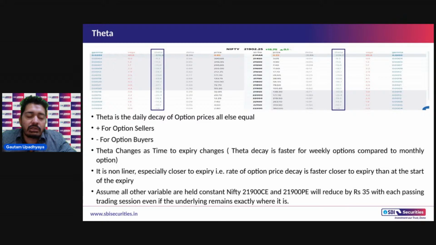It is either the market closes above 22,000 at the time of expiry, or it does not close above 22,000 at the time of expiry. So that's the basic understanding of theta. Theta is basically a friend of an option seller, and it is an enemy of an option buyer.